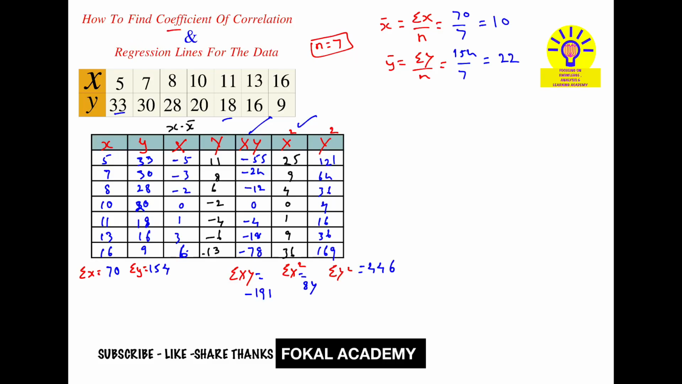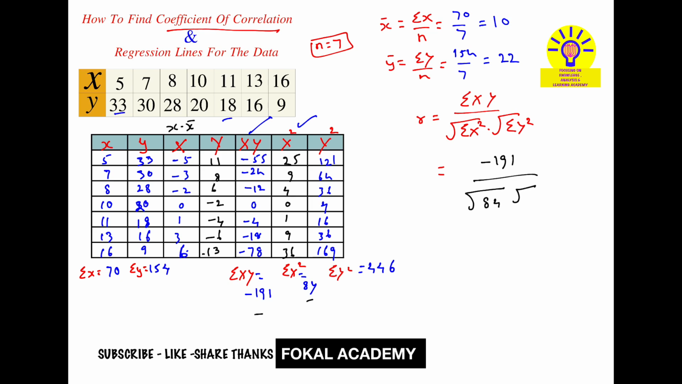Now we can easily find the coefficient of correlation by using the formula. Recall the formula: R equal to summation of XY by root of summation of X square into root of summation of Y square. That's equal to summation of XY, that is minus 191, upon root of summation of X square, that is 84, into root of 446. By using a calculator and simplifying this, we get R equal to minus 0.9868. So this is the required coefficient of correlation for the given problem.